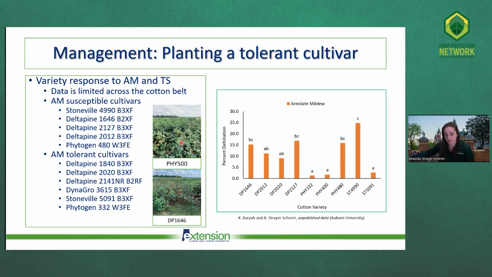Phytogen 500 appears to be tolerant to areolate mildew, but one of the issues we've run into is that there's not one variety that will work well for both areolate mildew and target spot, which also occur in the cotton belt. So Phytogen 500, even though it looks good against areolate mildew, is pretty susceptible to target spot. So hopefully down the road, we'll identify one that's good for both diseases because sometimes they'll occur at the same time and we want producers to have some good options. But they may just have to go with what's been a problem in the past when making those decisions in the future.